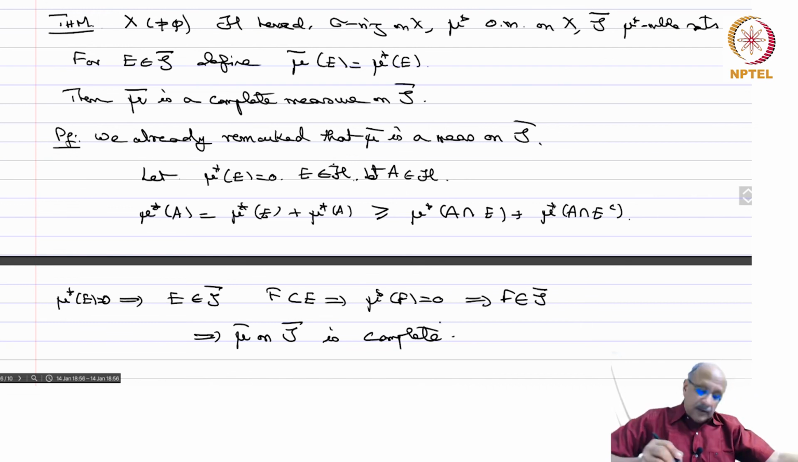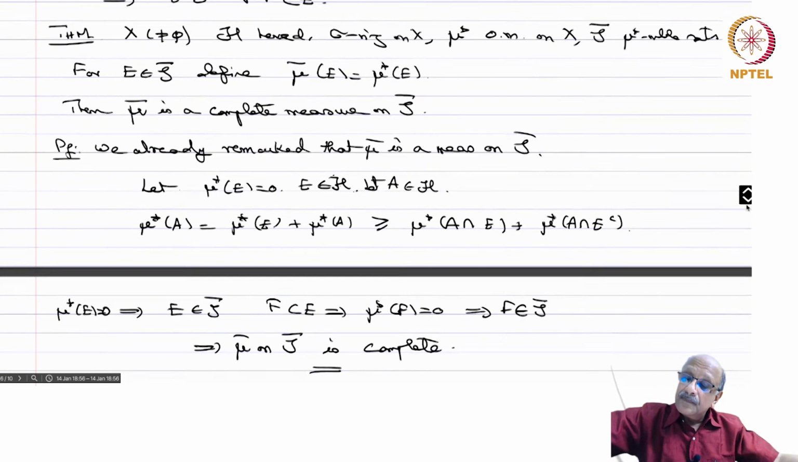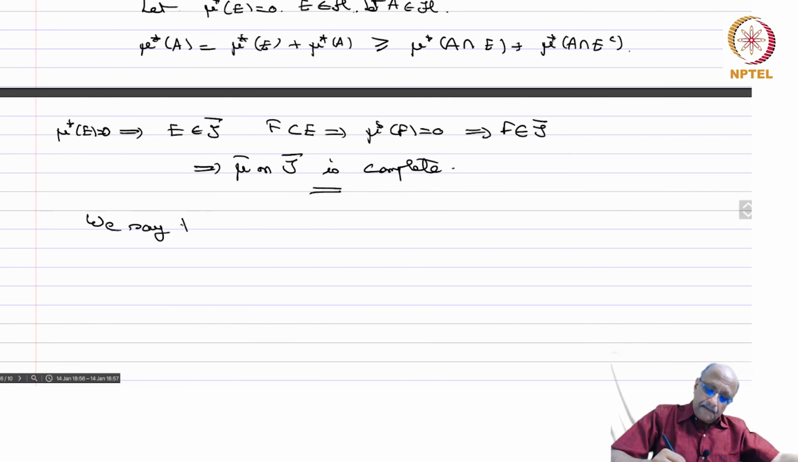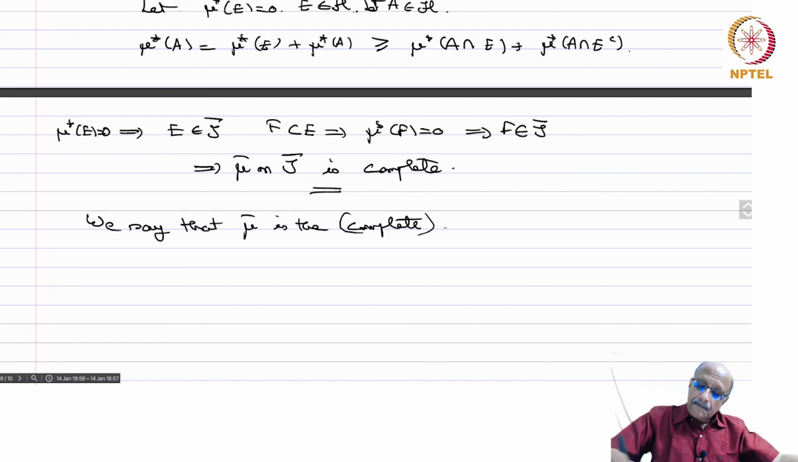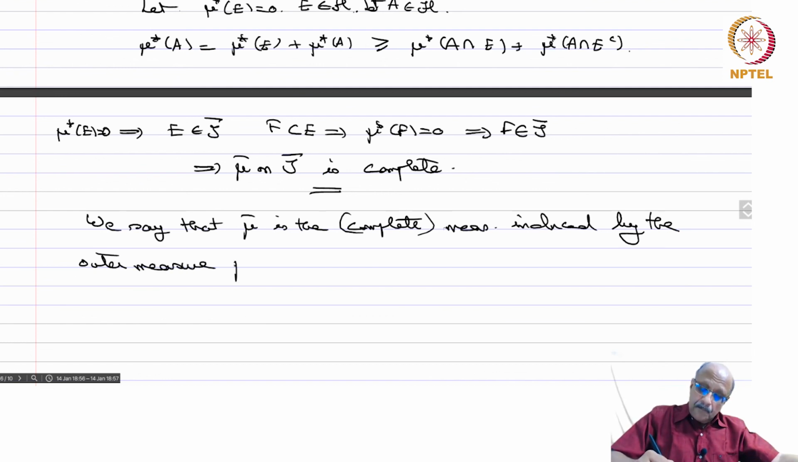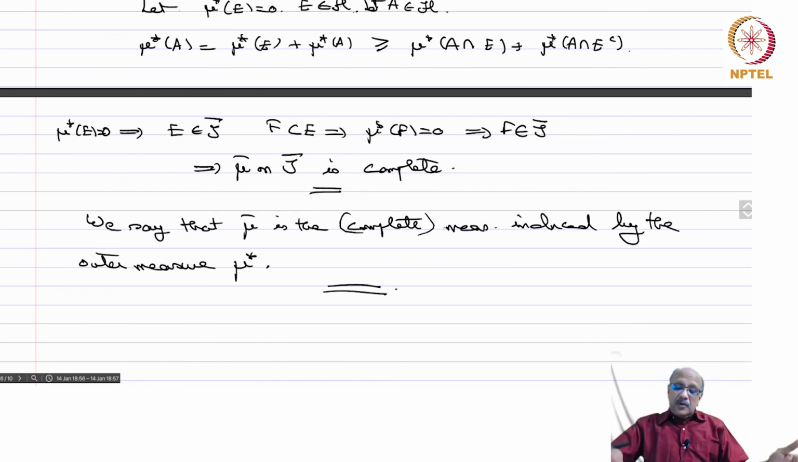Okay, so this completes the proof of the theorem. So we say that mu bar is the complete measure induced by the outer measure mu star. So our next step is clear. We know that if you have a measure on a ring, then you can have an outer measure in a very natural way, and then I know how to construct a mu bar. Now the only question is, are the elements of the original ring also in the hereditary sigma ring? Are they all measurable or not? So that is a question which we have to answer, and once we answer that, then we will know how to extend a measure to something bigger. So we will do that next time.